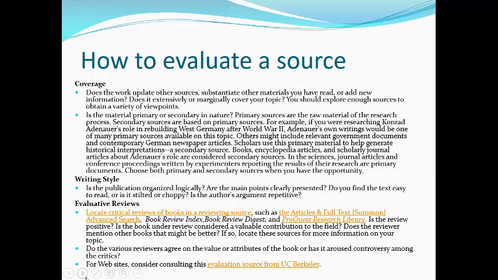In a secondary source, books, encyclopedia articles, and scholarly journal articles about Adenauer's role are considered secondary sources. In the sciences, journal articles and conference proceedings written by experimenters reporting the results of their research are primary documents. Choose both primary and secondary sources when you have the opportunity.